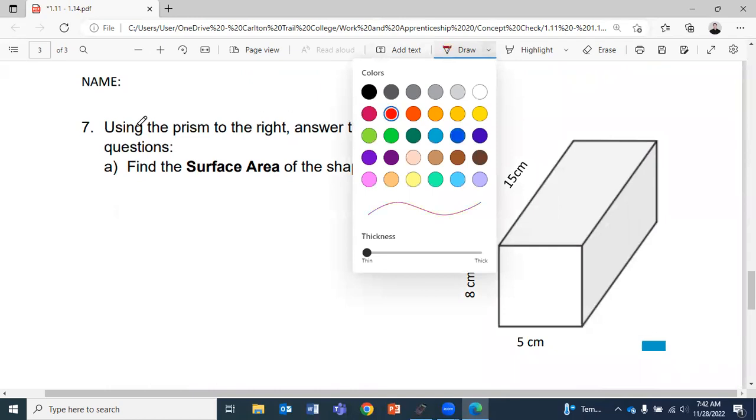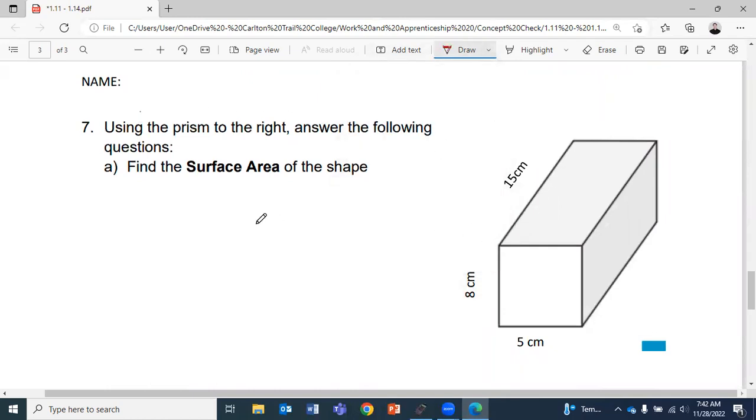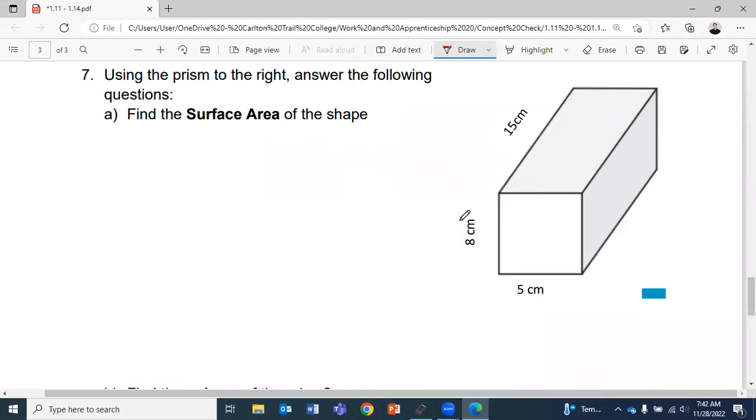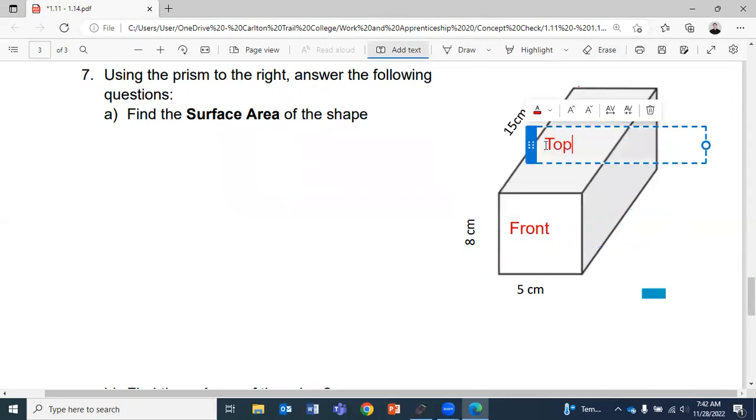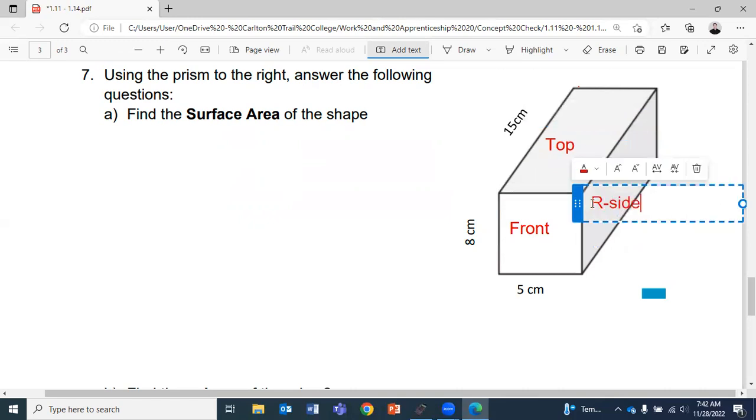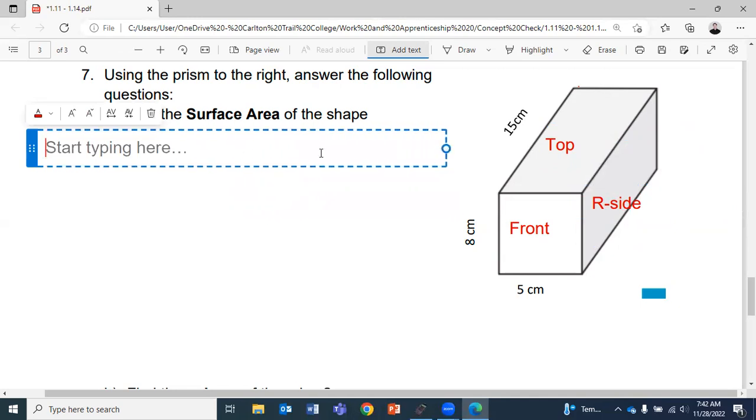So final question is question 7. Using the prism to the right, answer the following questions. I want to find the surface area here. The surface area is just going to be all 6 sides added up. So I have the front, which means I also have a back. I have the top, which also means I have the bottom. And I have the right side, which means I also have a left side. So again, you guys need to get in the habit of this. Write yourselves an equation. The surface area is equal to front plus back plus top plus bottom plus right side plus left side. That's it.